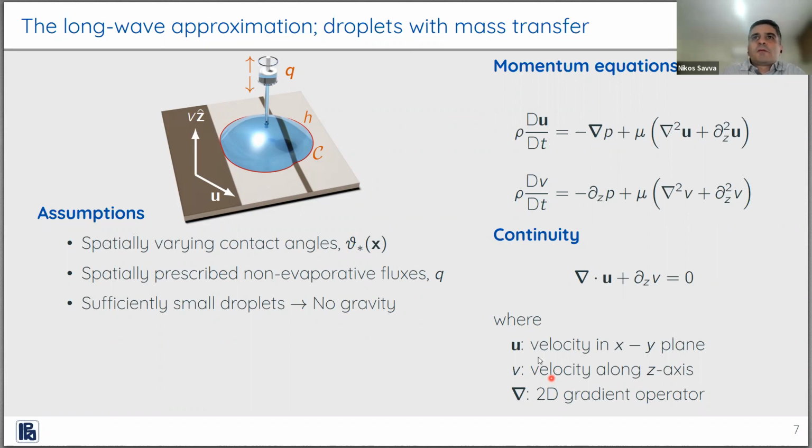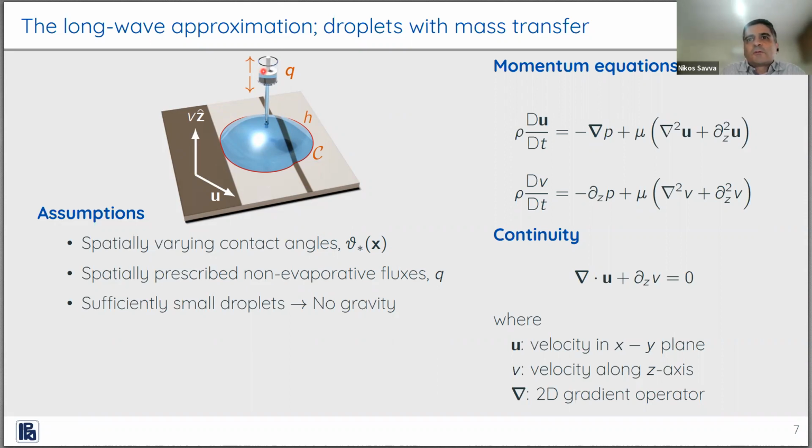Here we have a droplet moving on a surface. The different shades here correspond to different angles on the surface, and we prescribe them with theta star. And we have specially prescribed non-evaporative fluxes. For example, we inject or remove fluid through a syringe through the surface.